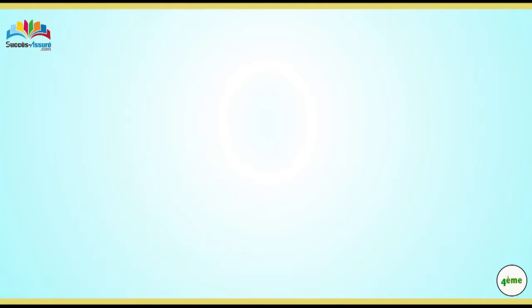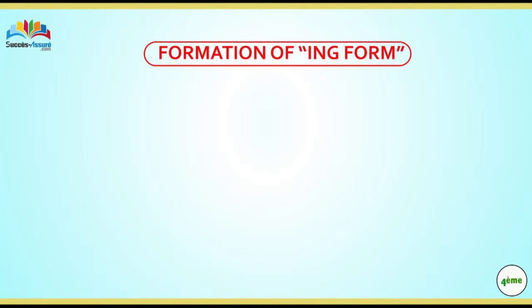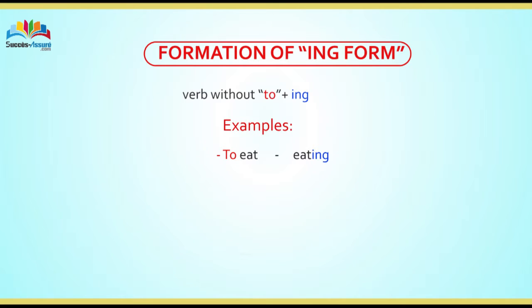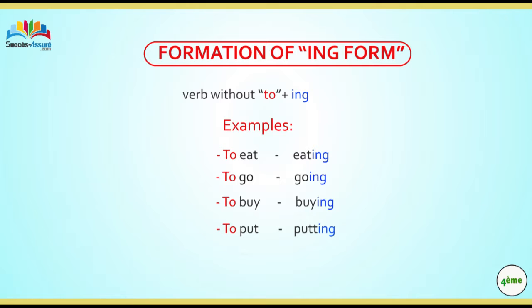Capital 1, formation of ing. We use the verb without to plus ing at the end of the verb. Let's see it with some example. To eat, eat, plus ing, we have eating. To go, going. To buy, buying. And the last example concerning the formation of the tenses, to put, putting.